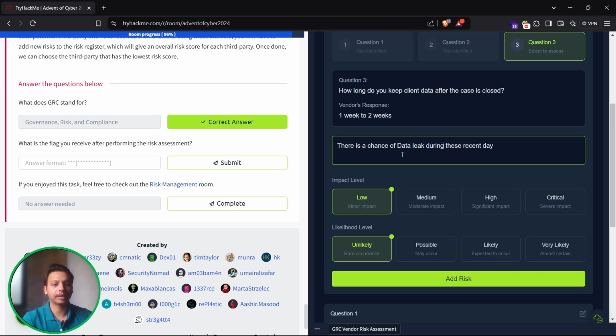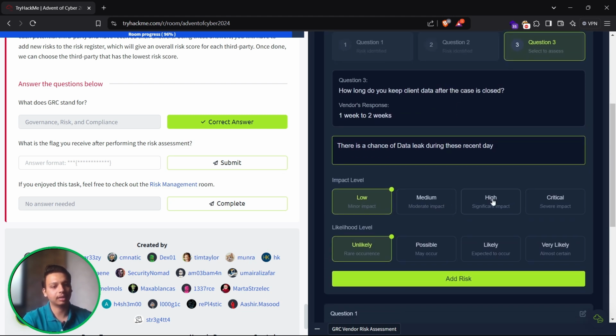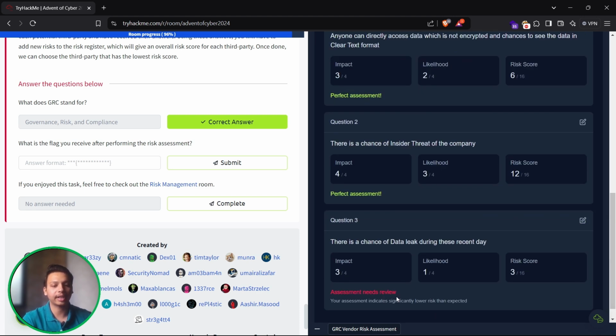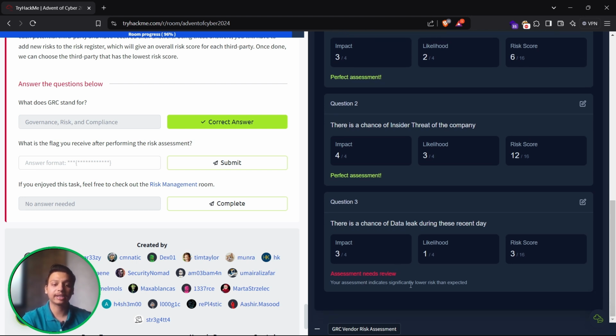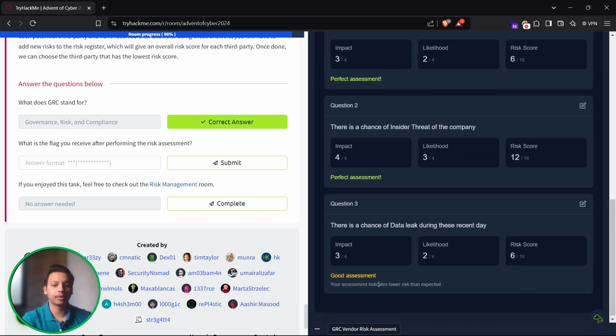So during these days, the chances of that are a little bit high, and it is unlikely, like it's a rare occurrence, but we can still check it out. It says again we need to review. Your assessment indicates significantly lower risk than expected. So we can click on possible risk. Good assessment. Your assessment indicates lower risk than assessment.